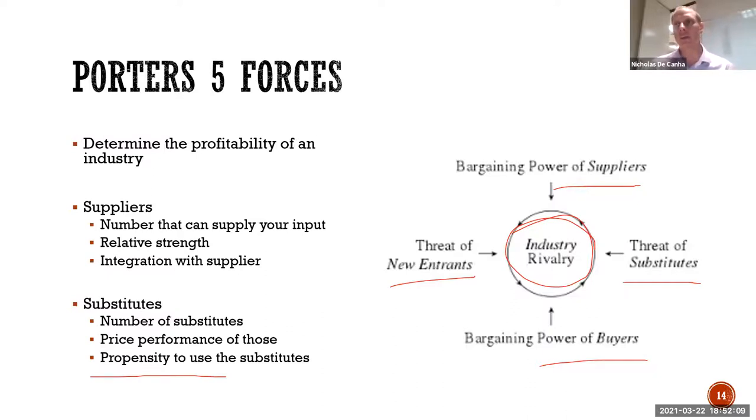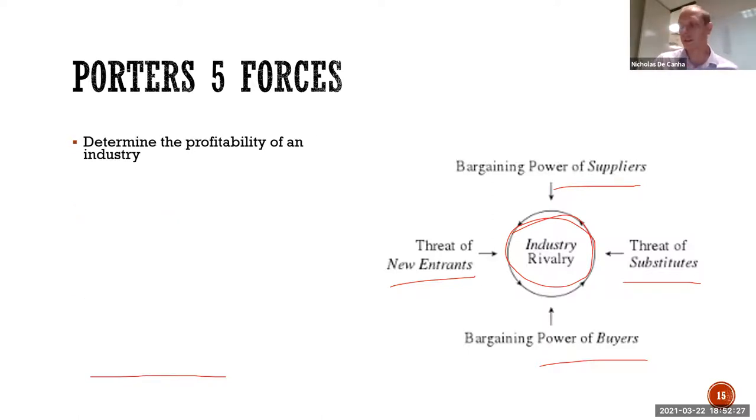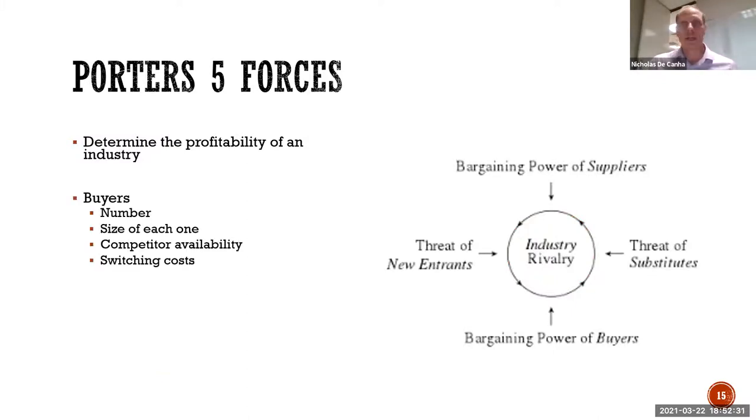So even if you can produce, let's say, medical devices for surgery cheaper, the propensity to use is actually not particularly good, and that leads to quite high maintained margin, just as an example of an area where it's not just price. We also have buyers.